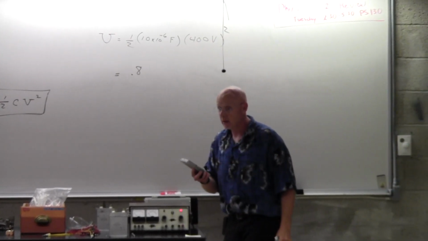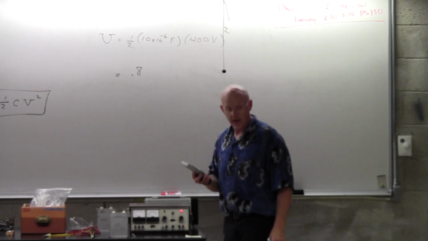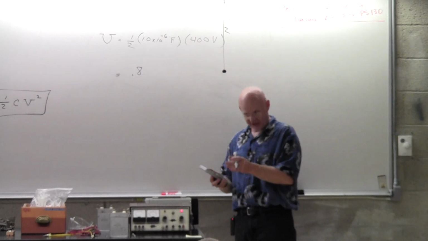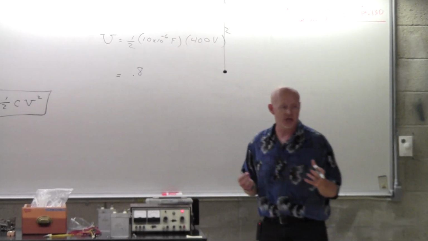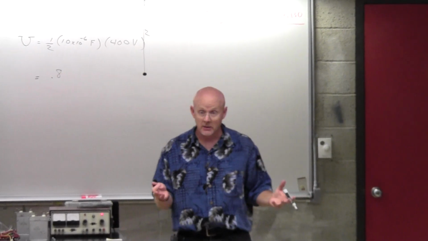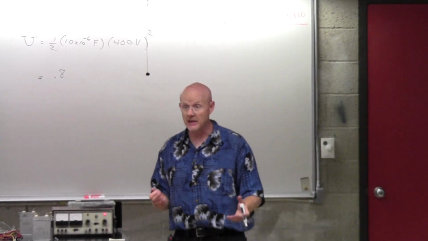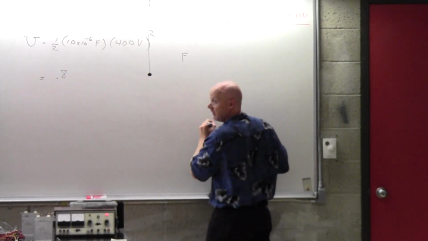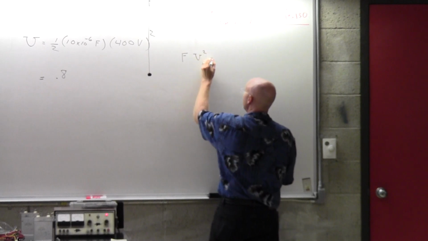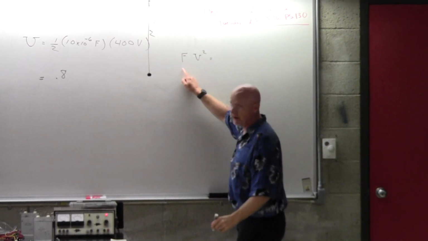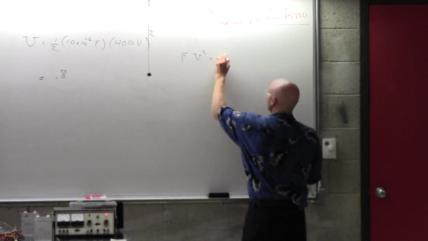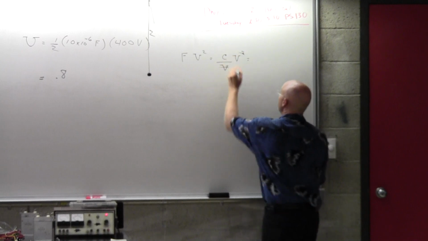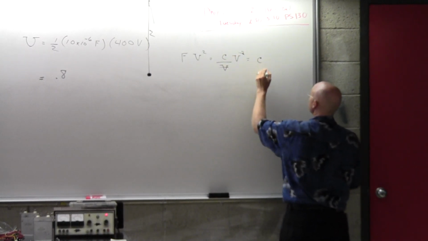0.8 what? Okay, I hear some of you saying joules. Why are you saying joules? Okay, good. We're back to our unit analysis. We're saying energy. It should come out to be joules, right? So let's check it. What happens when I take a farad and I multiply by voltage squared? All right, so what was a farad? Coulombs per volt. And so when I multiply by volts squared, I get coulombs per volt.